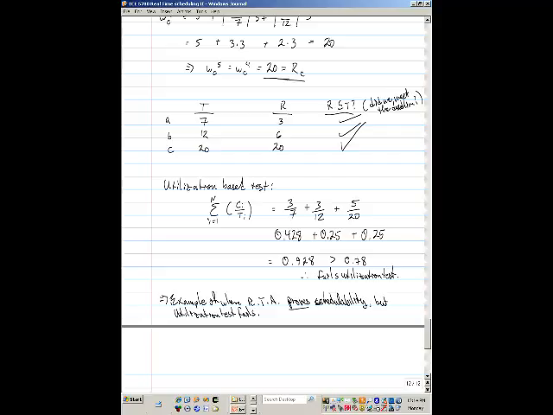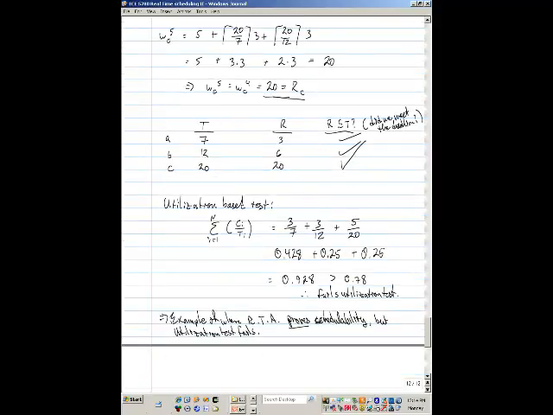Okay, so that is response time analysis. Any questions on it? I should say this is response time analysis for independent processes. Our next step is when we have processes that have critical sections. Okay, onward and upward.